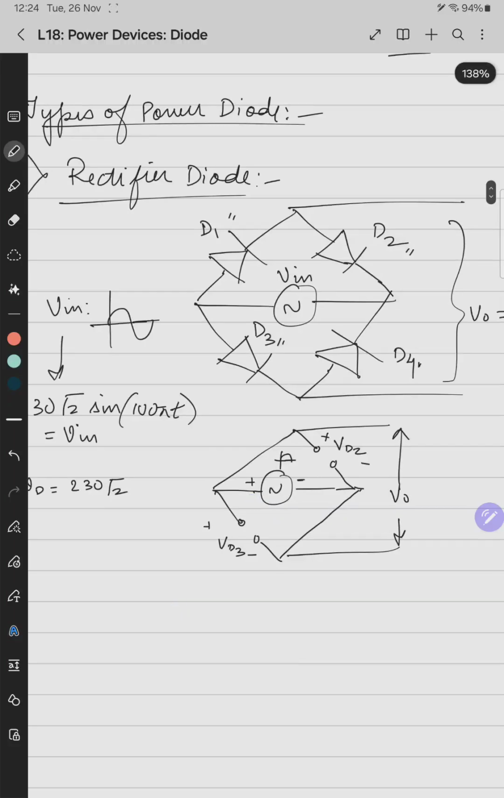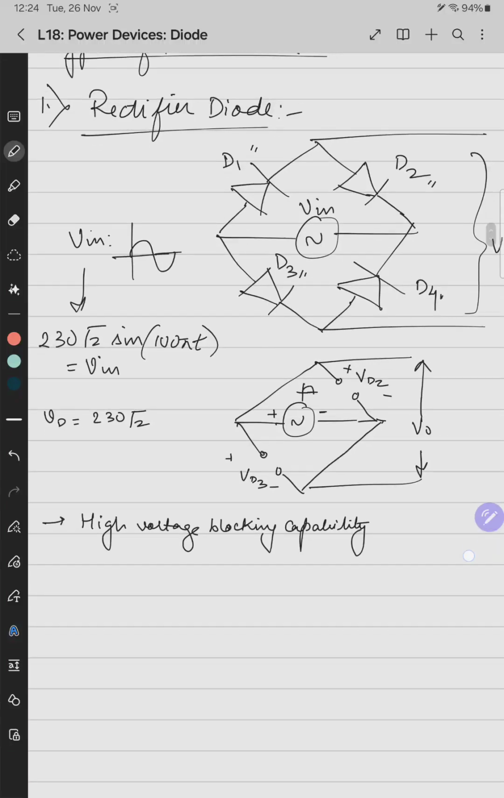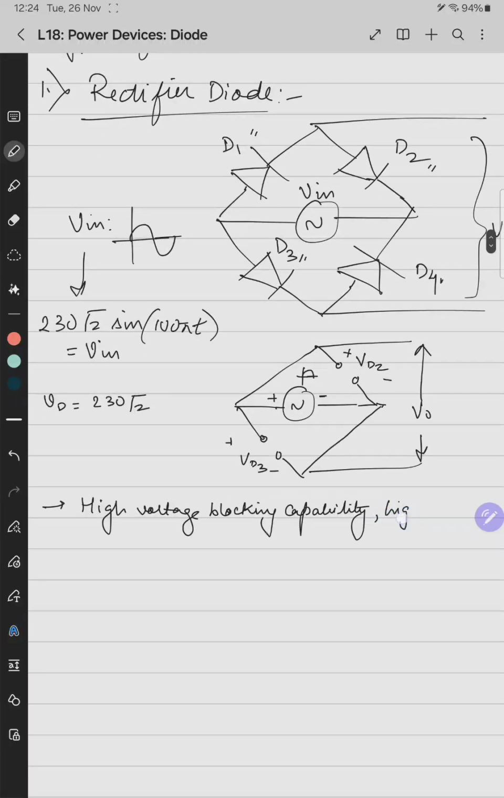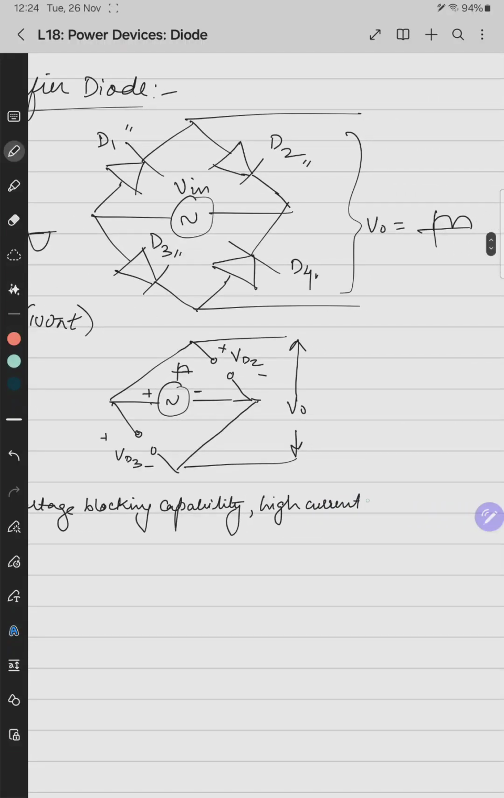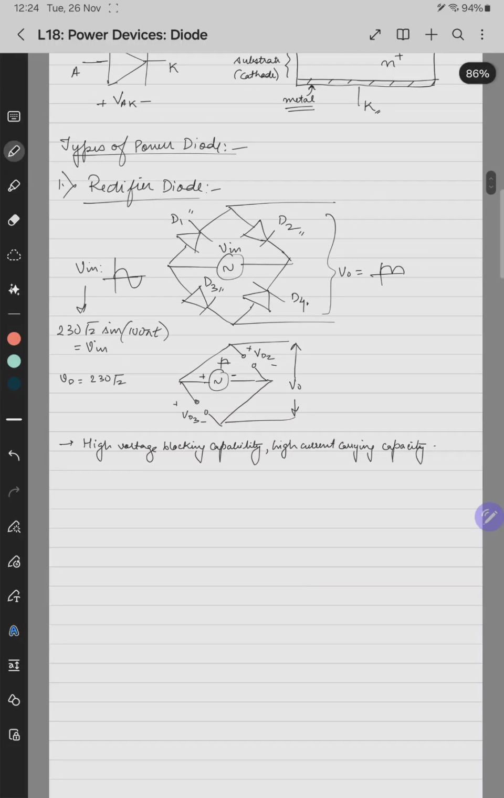So basically these types of rectifier diodes are rated for high voltage blocking capability, and also they are used for high current carrying capability. High current carrying capacity. These are rectifier diodes.